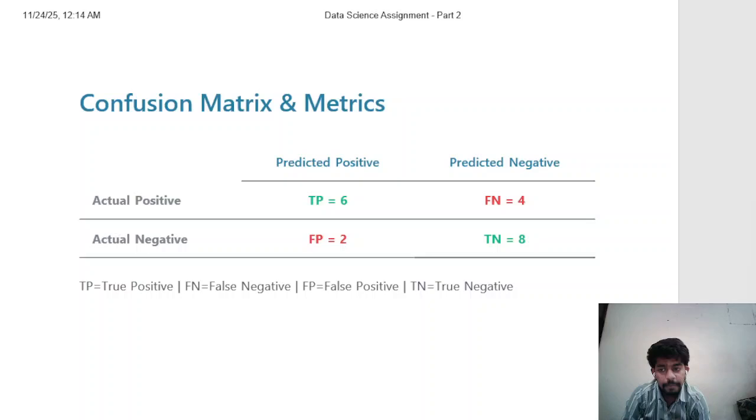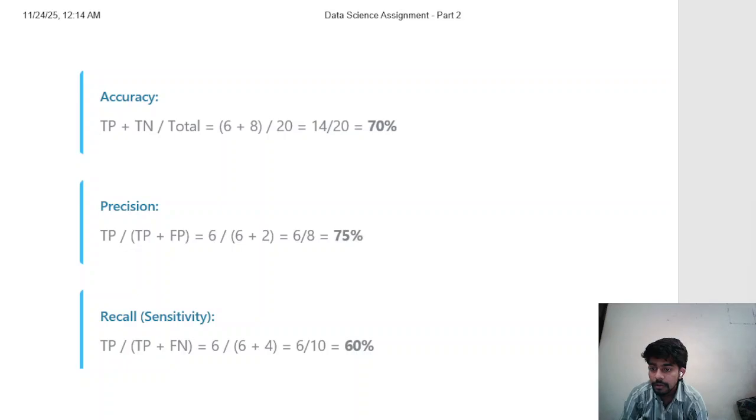In our problem, we have TP equals 6, FN equals 4, FP equals 2, and TN equals 8. Total predictions equal 20. Let's see the metric calculation. Now let's calculate the metrics.